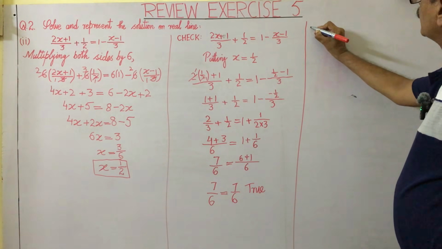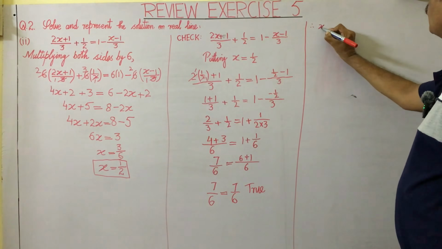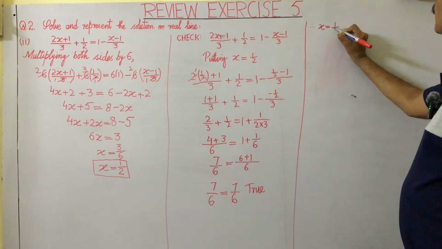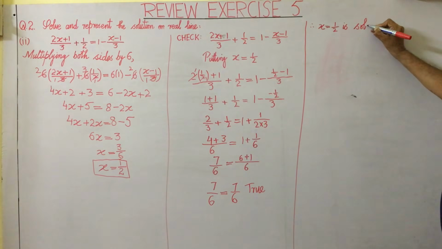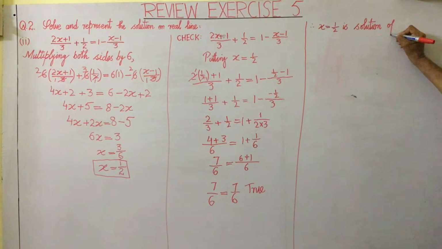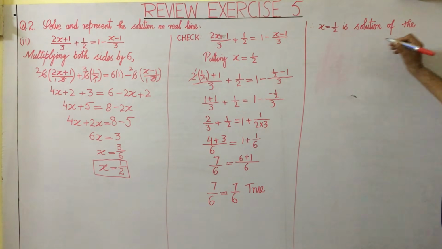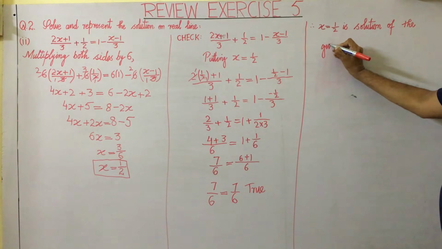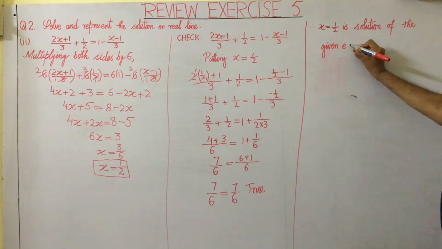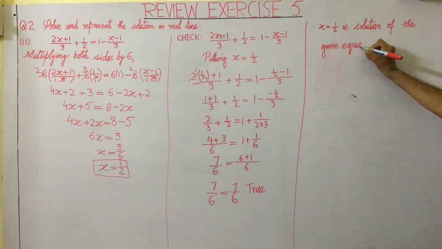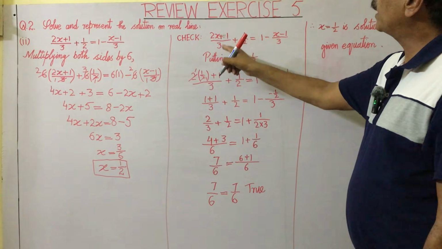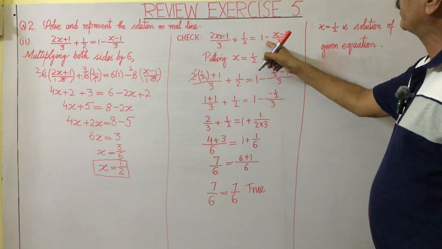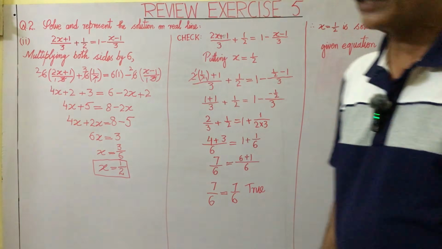So, therefore, x is equal to 1 by 2 is a solution of the given equation. Which one is the given equation? The given equation is (2x + 1)/3 + 1/2 = 1 - (x - 1)/3.